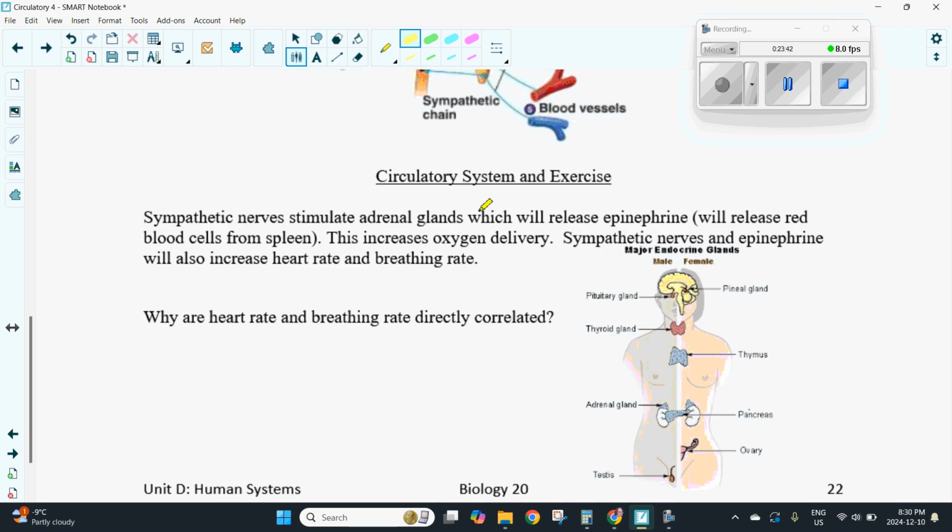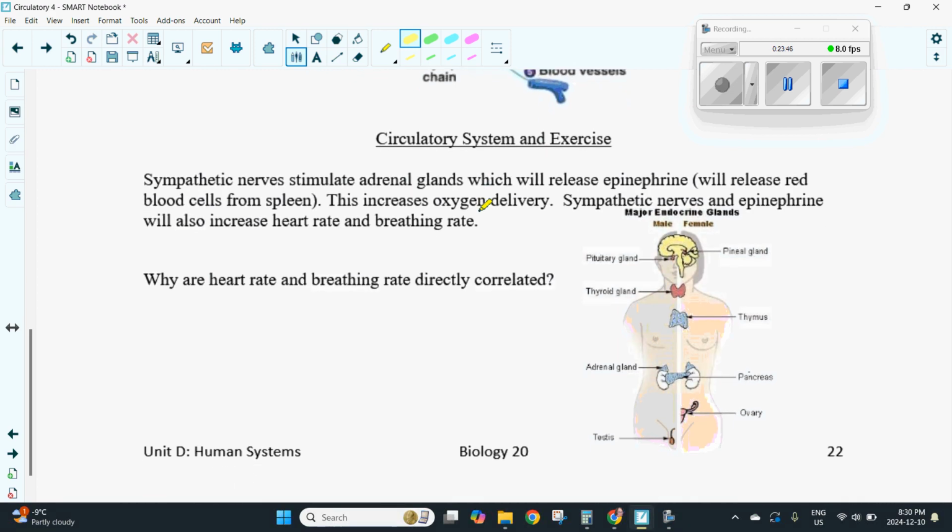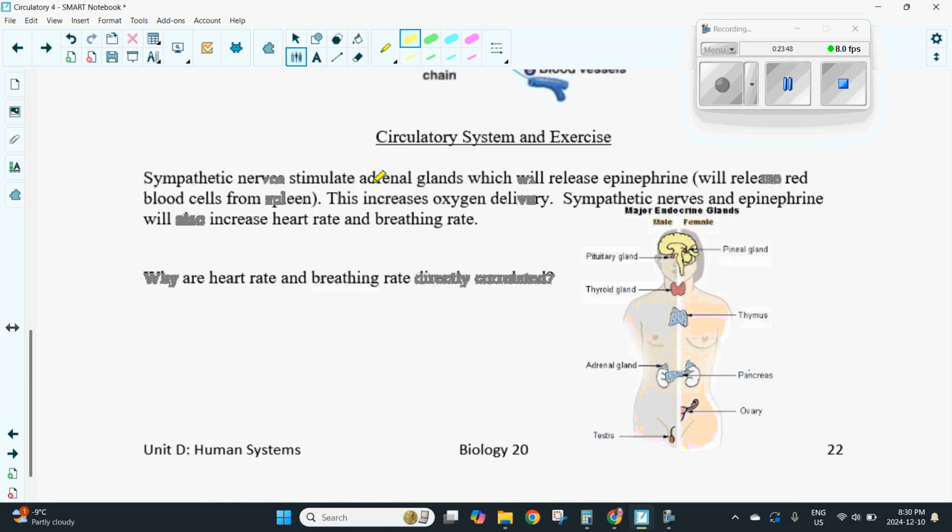So circulatory system and exercises. So sympathetic nerves stimulate the adrenal glands, which are going to release epinephrine. So epinephrine is a very important hormone. This hormone is regulating a lot of things, and you'll talk about this more in detail in Bio 30.